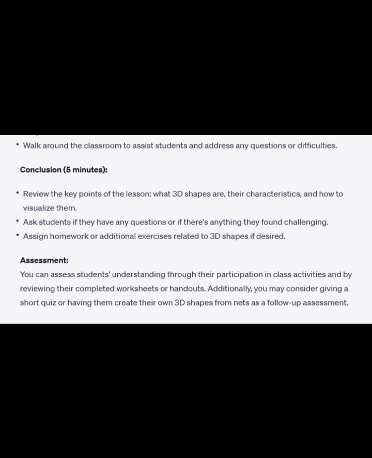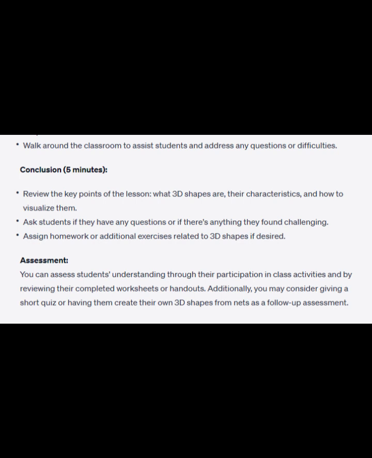Conclusion, 5 minutes. Review the key points of the lesson, what 3D shapes are, their characteristics, and how to visualize them. Ask students if they have any questions or if there's anything they found challenging. Assign homework or additional exercises related to 3D shapes if desired.